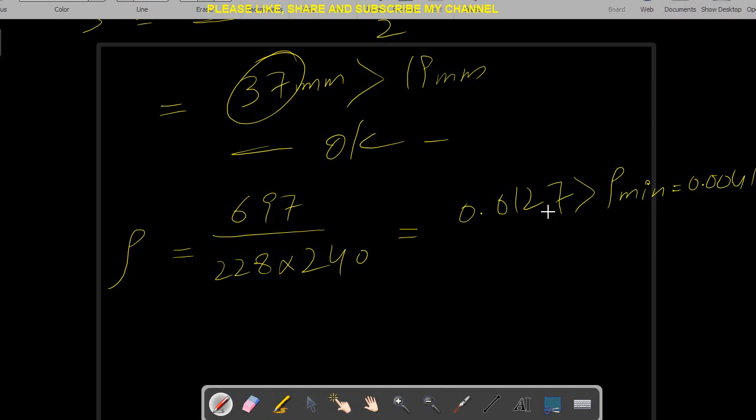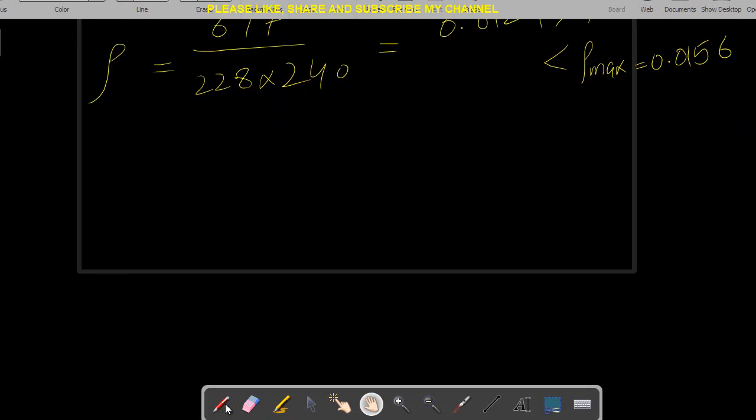So this is greater than the minimum, so this is okay, and it is also less than rho max. The rho max value is 0.0156. So the ductility check is okay, and we can also review the same problem for epsilon s. As we can see here, epsilon s will be equal to epsilon t because we have one layer of reinforcement.